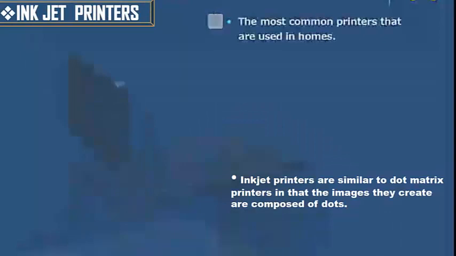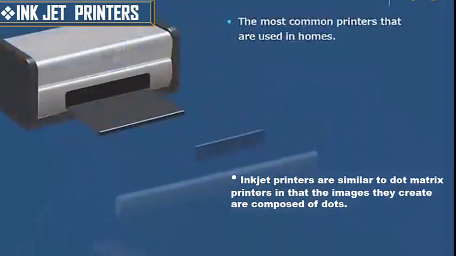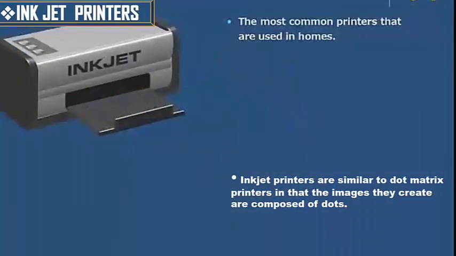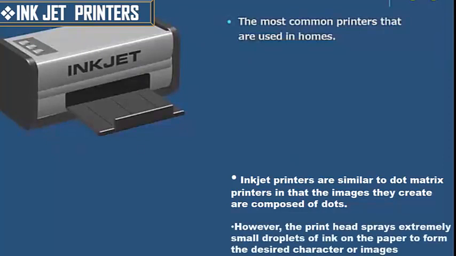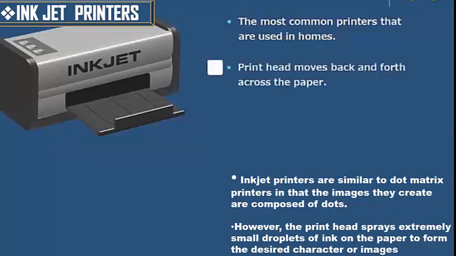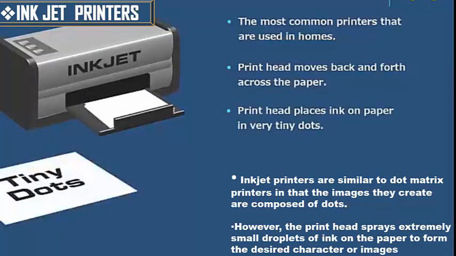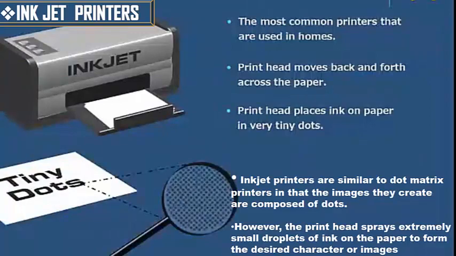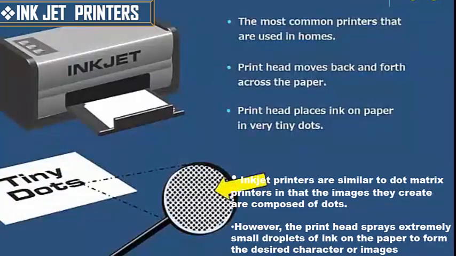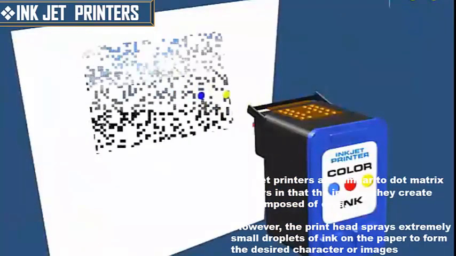Inkjet printers work in the same fashion as dot matrix printers, forming images or characters with little dots. It is faster and better quality than a dot matrix. Inkjet printers use liquid ink in the cartridge. The print head sprays extremely small droplets of ink on the paper to form the desired character or image. Because the dots are formed by tiny droplets of ink, the printout has a tendency to smear if it gets wet.